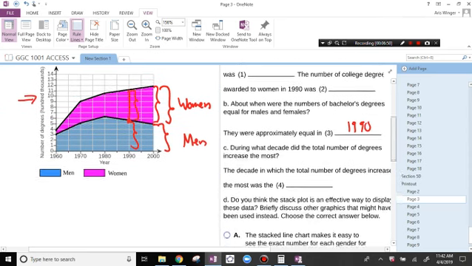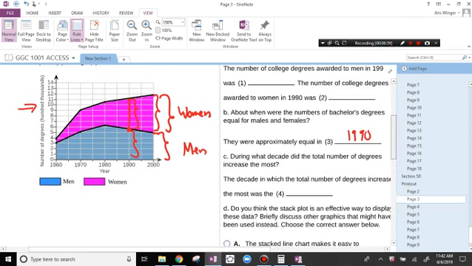And during which decade did the number of degrees increase the most? It looks like when you're asking about when did the degrees increase the most, you're looking for when there is the most increase, or when was the slope the highest, right? Both of these are sloping upwards pretty quickly, and so we would probably say the 60s. The 60s.